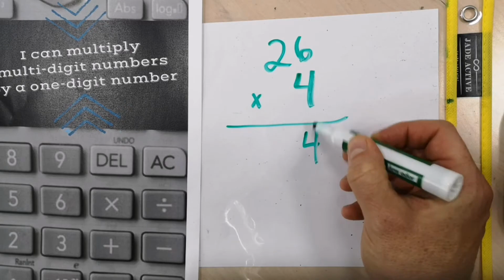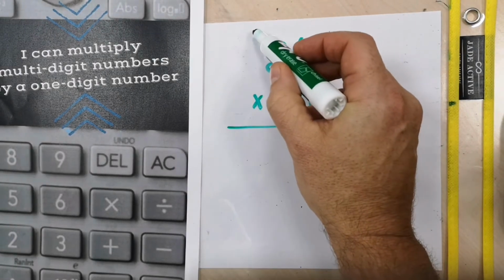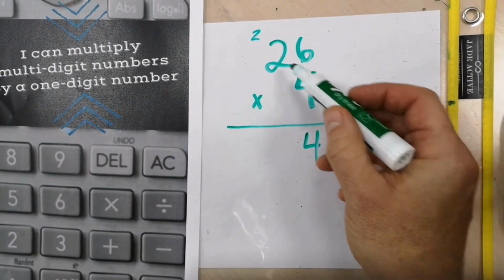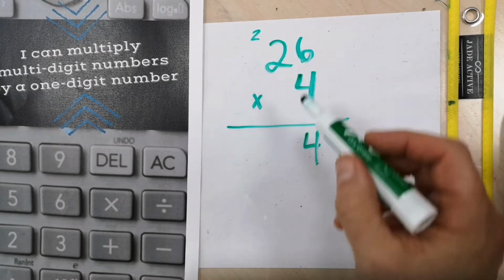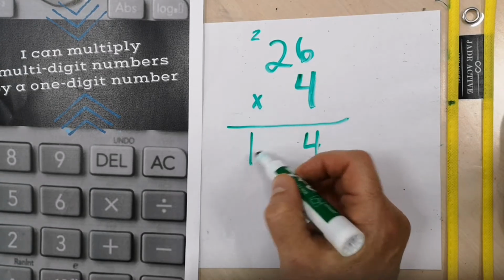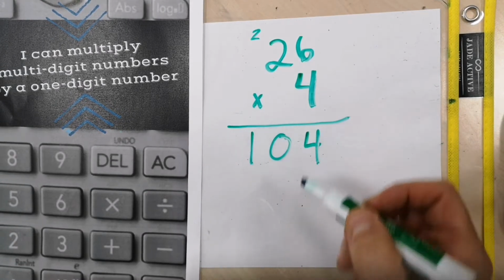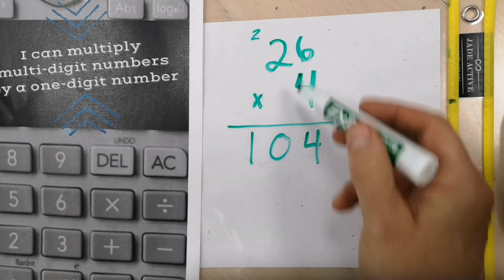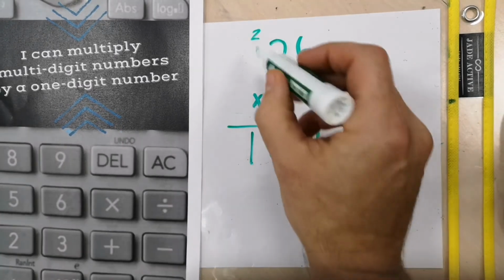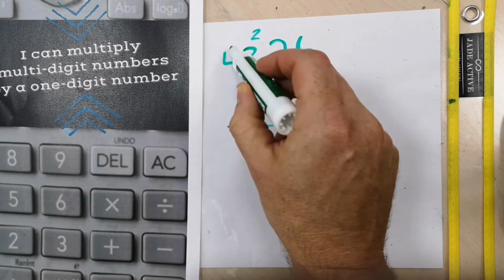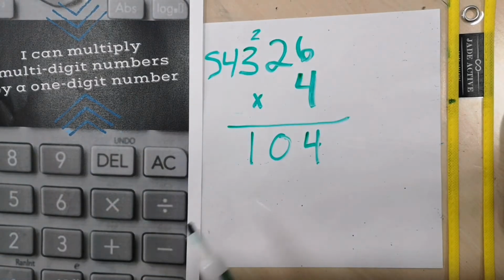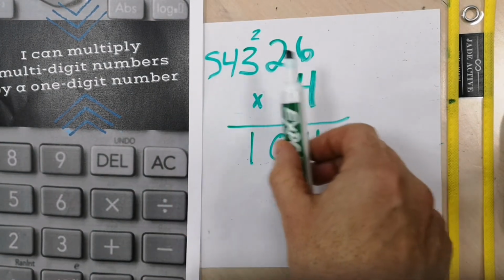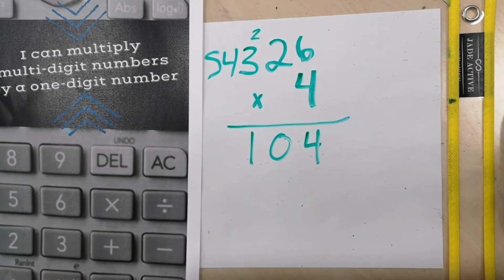So I put the 4 here in the ones, I put the 2 up top, and then 4 times 2 is 8, plus that 2 is 10, equals 104. So this rule of stacked, we can do 2 digits, we could do 3 digits, 4 digits, 5 digits. Students can learn how to do all of these. The rules are the same.